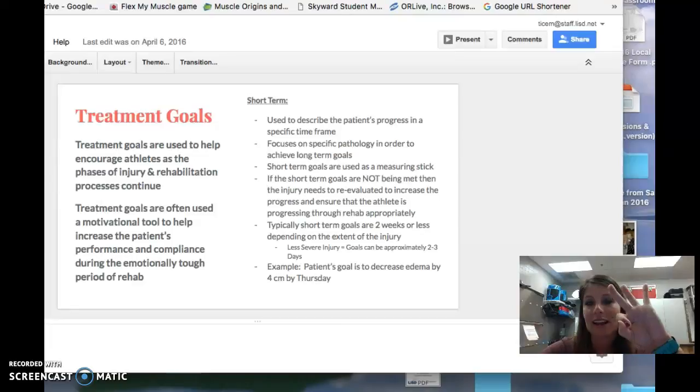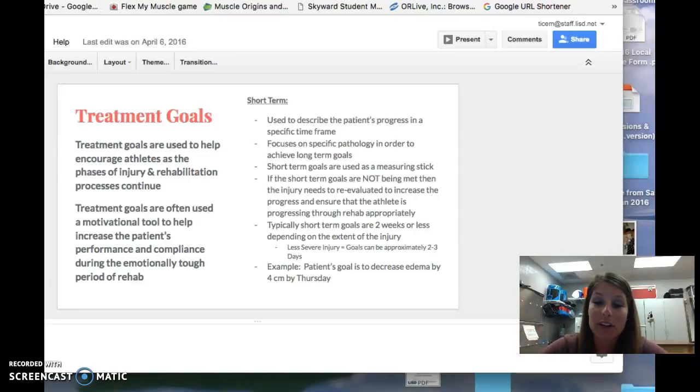So 3 things that it has to have. It has to be able to tell you specifically what you're trying to do, like decrease swelling or increase range of motion. It has to tell you by how much, what type of measurement. I want to increase range of motion by 25 degrees. Okay, I want to decrease edema by 3 centimeters. And finally, you have to have your time frame. When are we checking this goal? When is the deadline for this athlete to have accomplished this goal in order to pass that step and move on to the next one?